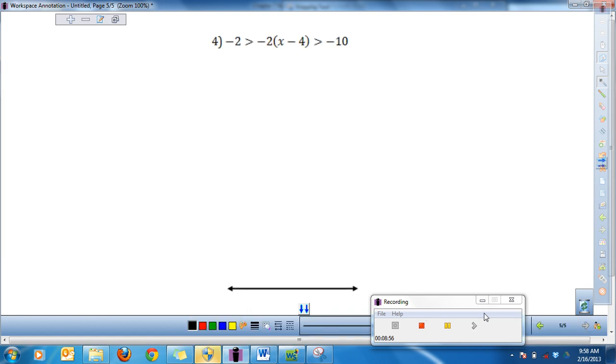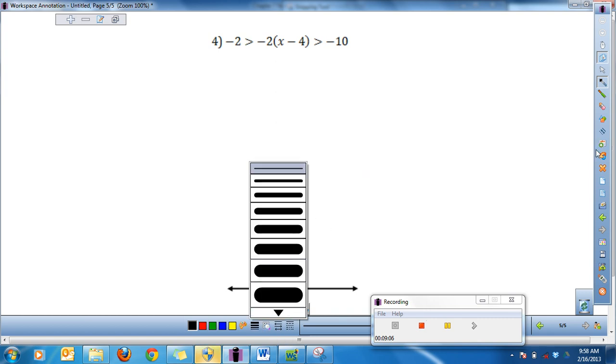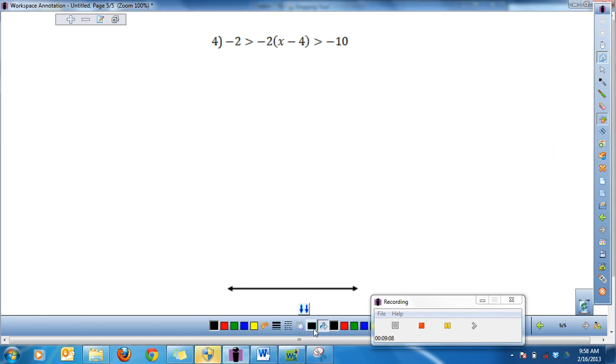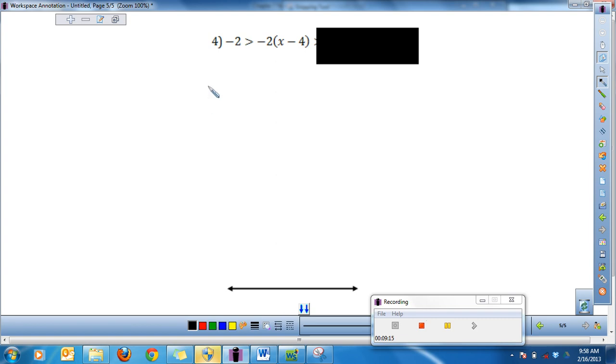Alright, one more example. I want you to go ahead and pause the video, try this one on your own, and then when you're ready, press play and you can see the answer. Alright, so you should have covered up both sides of the inequality. So I'm going to go ahead and make a box for myself. I'm going to cover up the right-hand side. Rewrite what I see. I have negative 2 is greater than negative 2x minus 4. Cover up the other side.